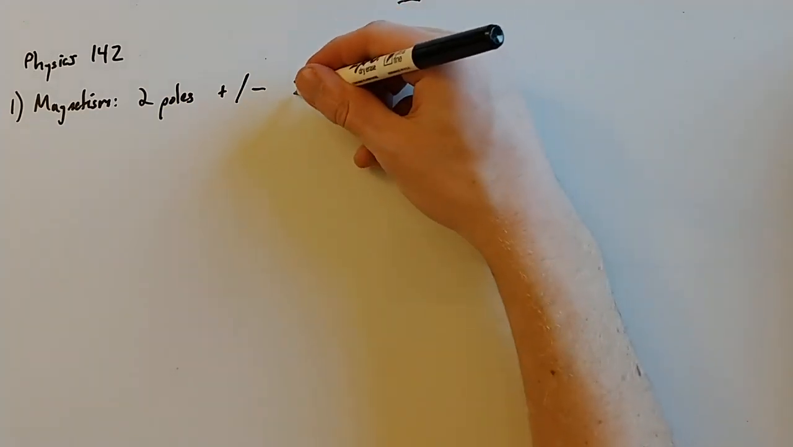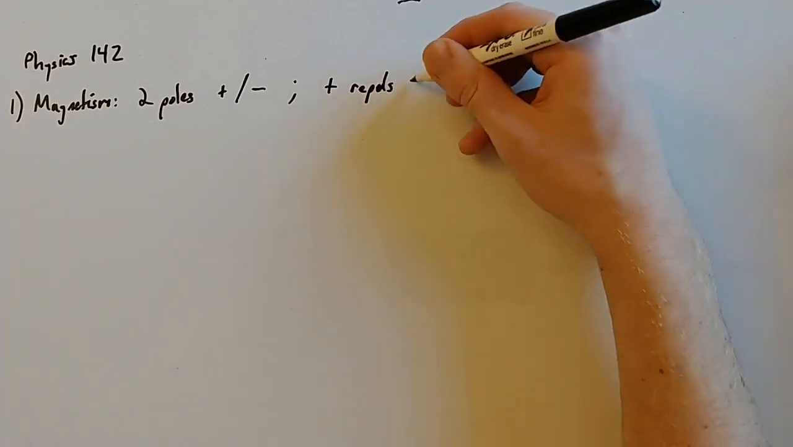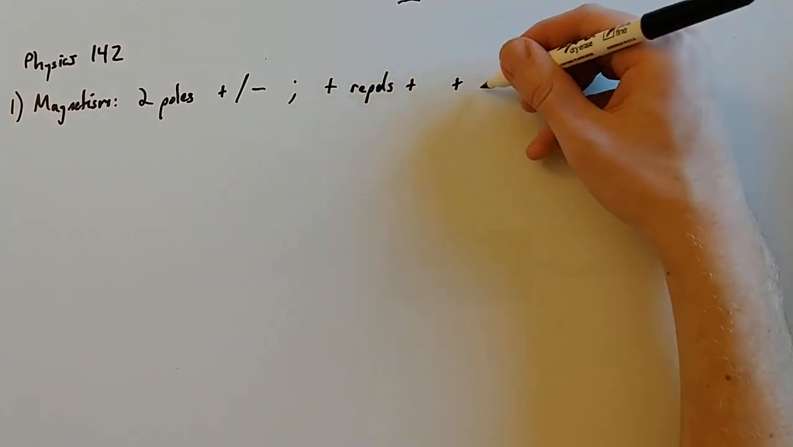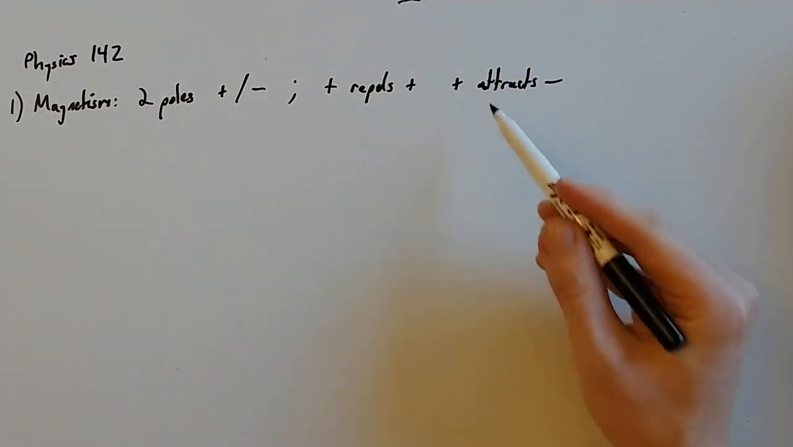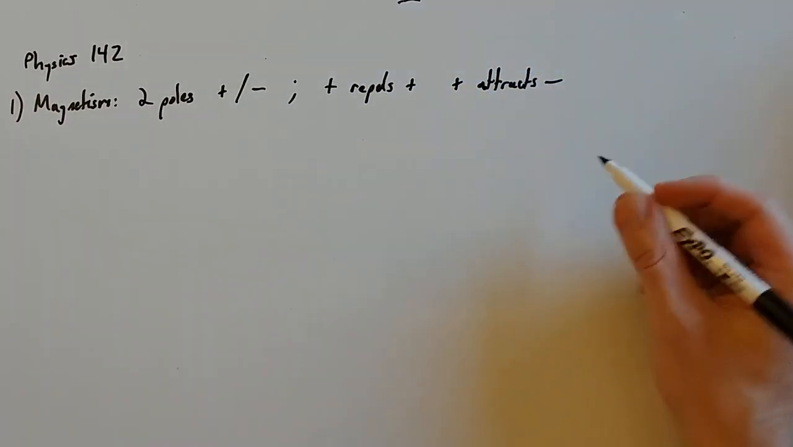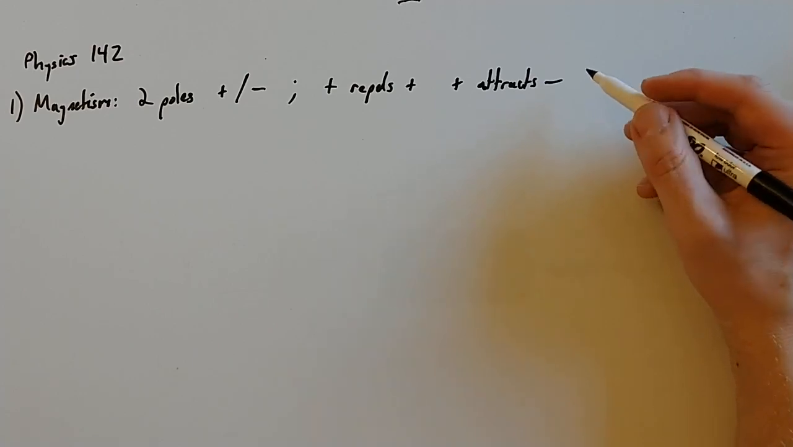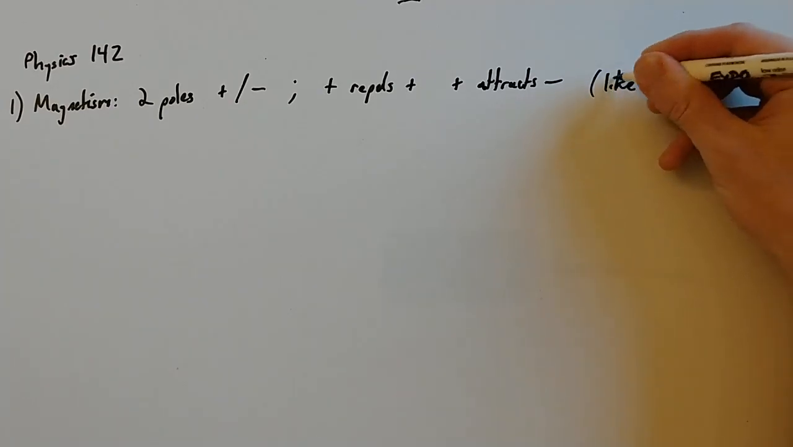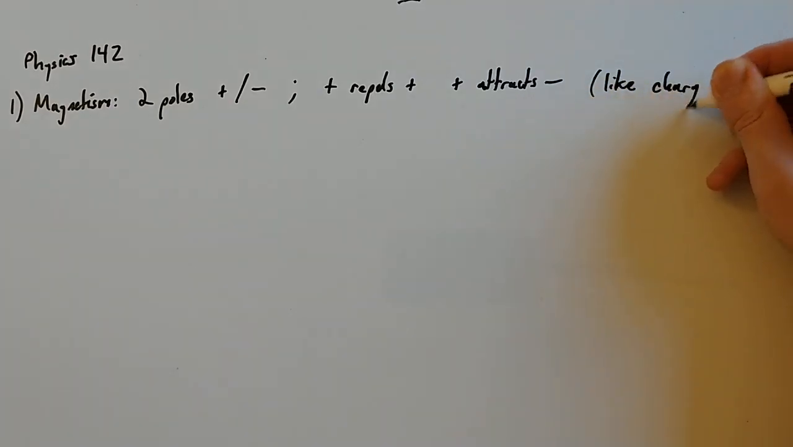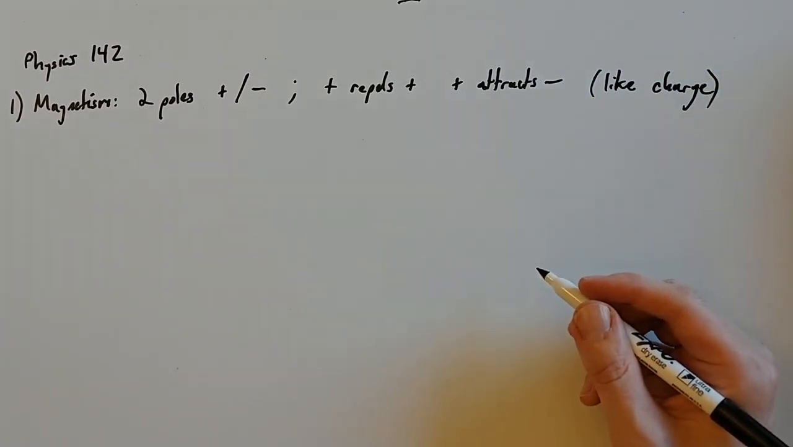And like electricity, positive repels positive, positive attracts negative, and negative repels negative. So like charges repel, unlike charges, poles attract each other, all right? So in magnetism, we have poles instead of charges. So we could think of this as like electric charge.